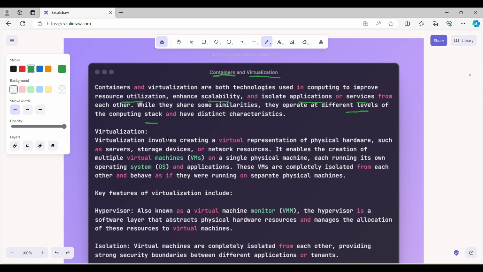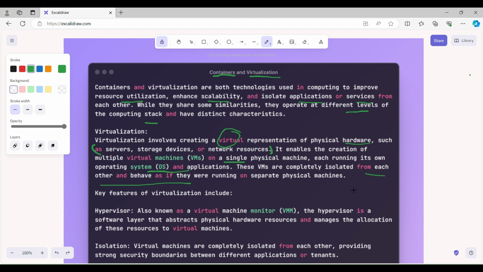What is virtualization? Virtualization involves creating a virtual representation of physical hardware, for example servers, storage devices, or network resources. It enables the creation of multiple virtual machines on a single physical machine, with each machine running its own operating system and application. These VMs are completely isolated from each other and behave as if they were running on separate physical machines.